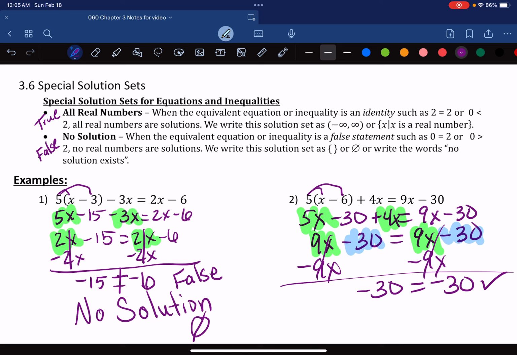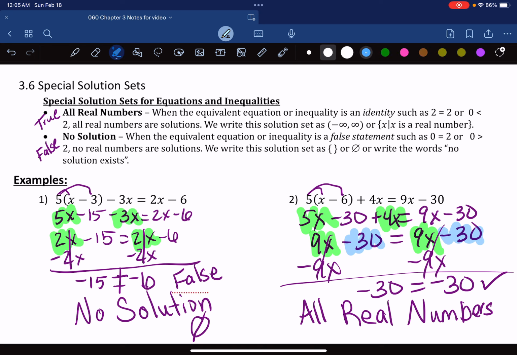This is a true statement. Negative 30 does equal negative 30. This means that our solution set is all real numbers. And you can write your solution set using the notation that I just highlighted.